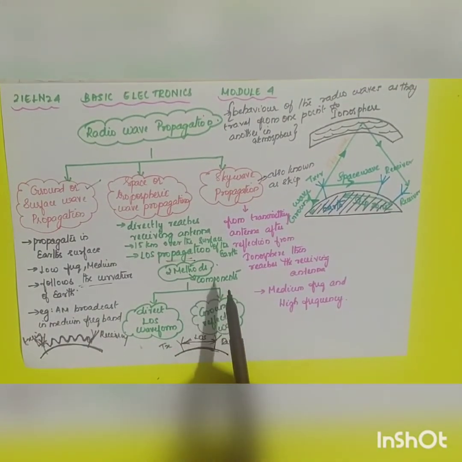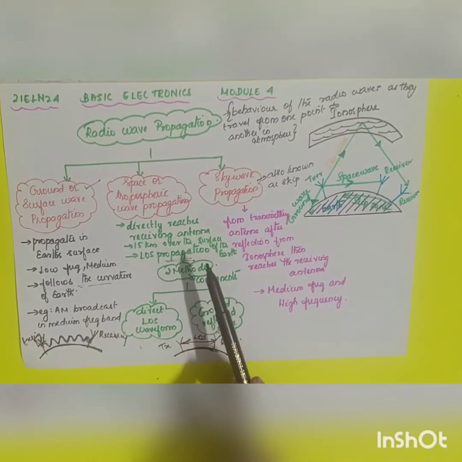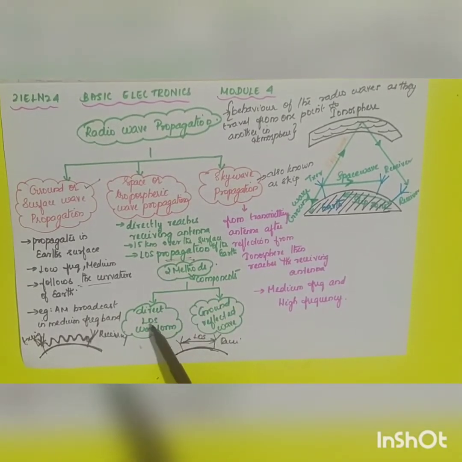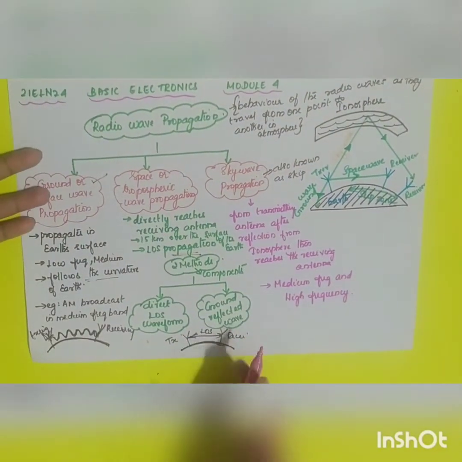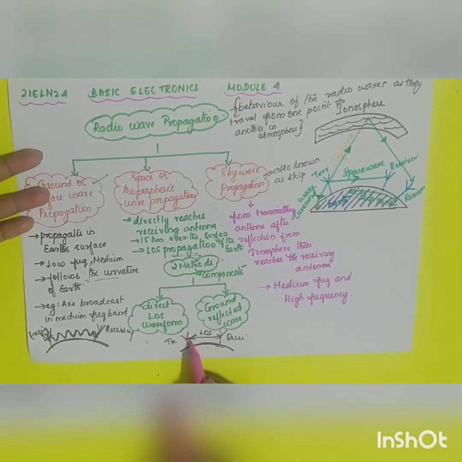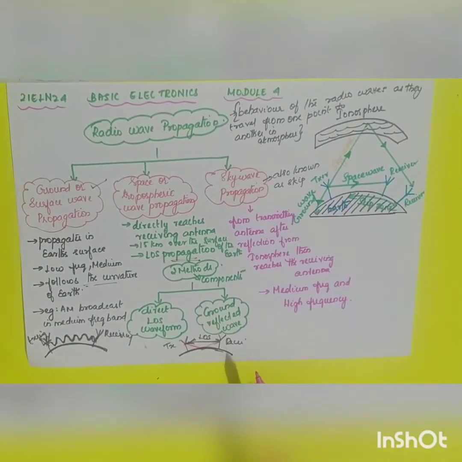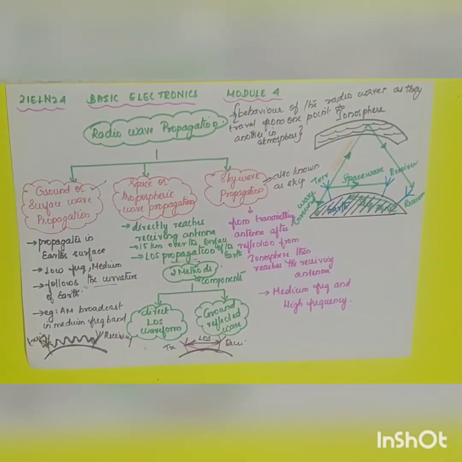Now there are mainly three components of space or tropospheric wave propagation. The first component is the direct line of sight wave, just like the example I have told you. The second one is the ground reflected wave. Suppose the wave is coming from the transmitting antenna, transmitting the signal. Sometimes it reflects off the ground and then reaches the receiver. Such a reflected wave is called the ground reflected wave.